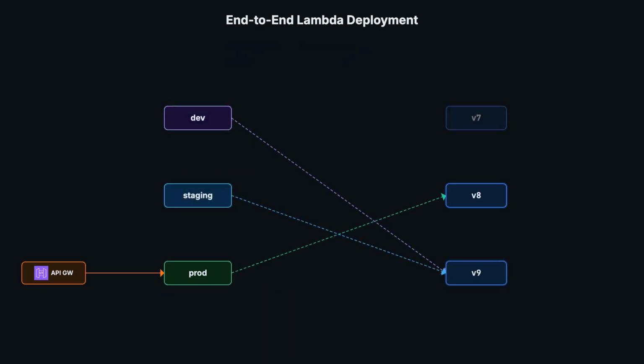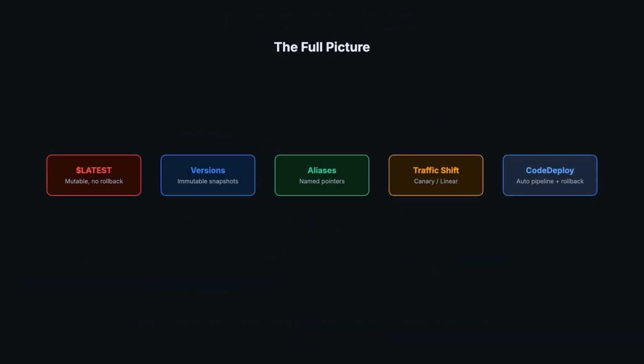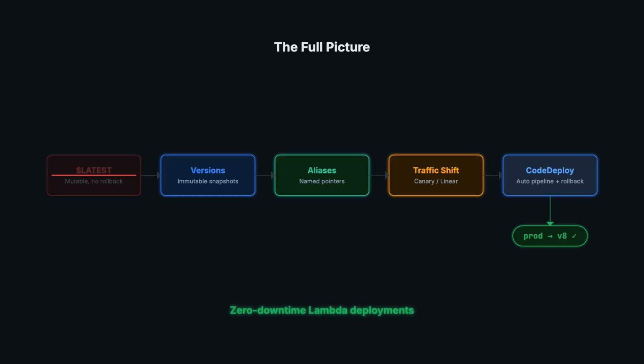That's the full picture. Dev for fast iteration, staging for safe validation, and prod for zero downtime deploys: immutable versions, named aliases, automatic rollback. That's a production-ready Lambda. Versions give you immutability, aliases give you named pointers, traffic shifting gives you safe rollouts, and CodeDeploy ties it all together with automatic rollback. No more pushes to latest and hoping for the best.